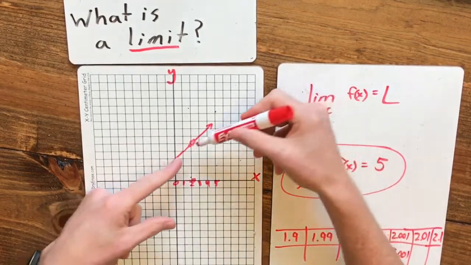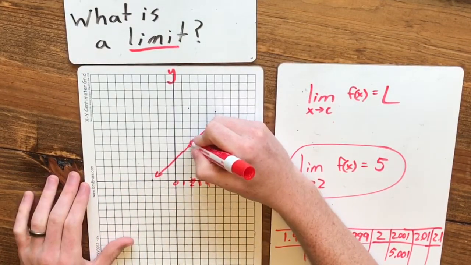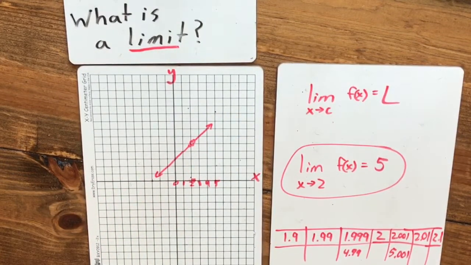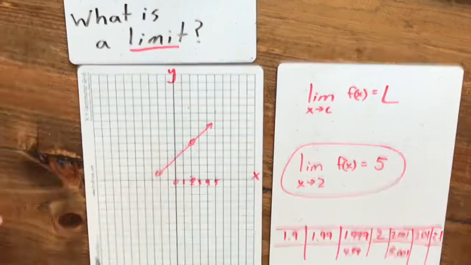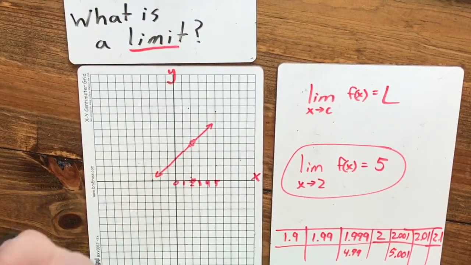We can see that as we get closer and closer from both directions, where that point should be, even though there's no point, has an output of 5. So there's step 1. Hopefully that sheds some light on it and didn't just make you more confused.